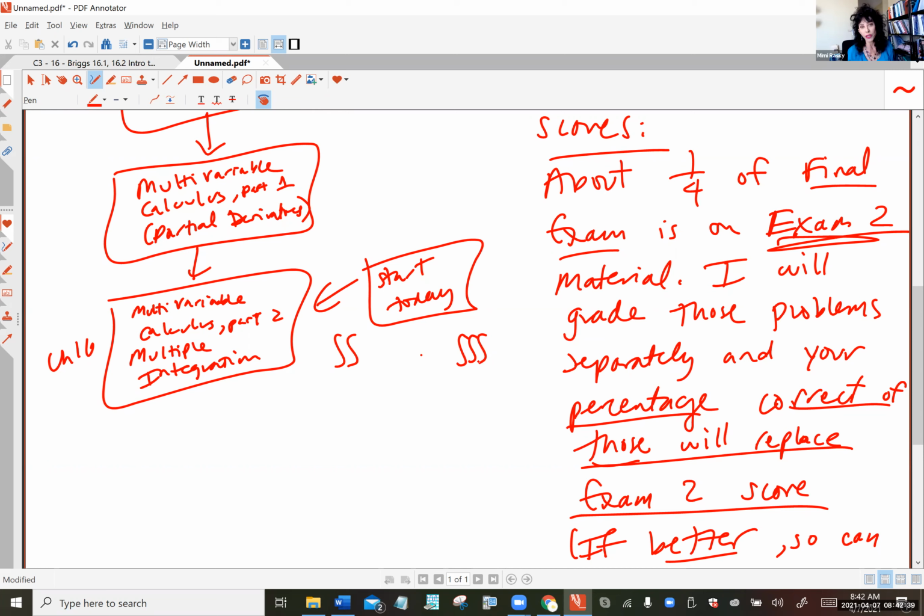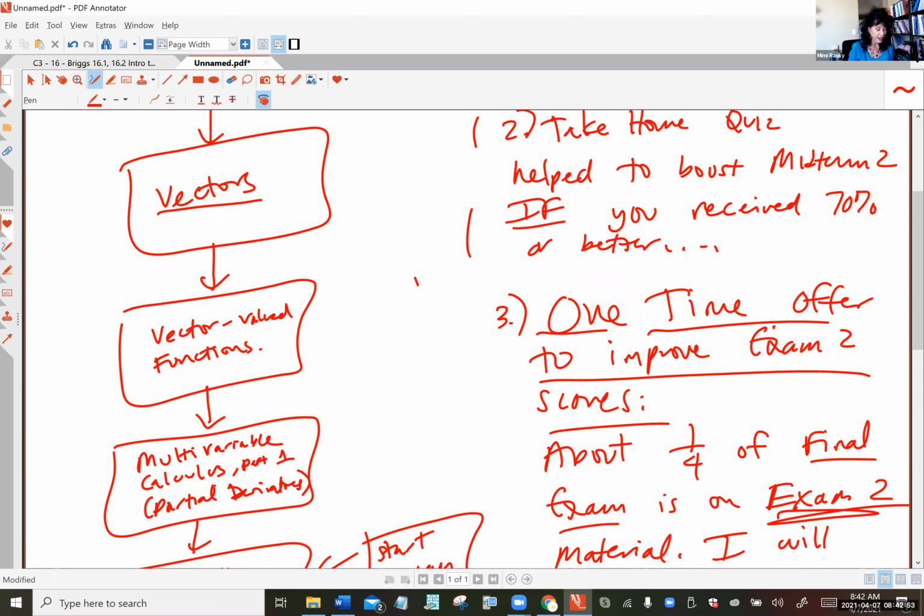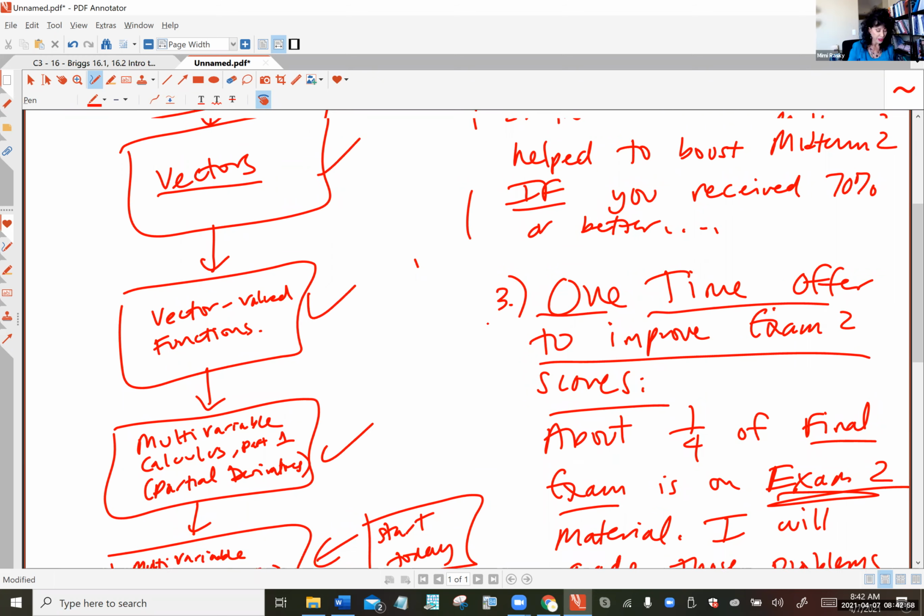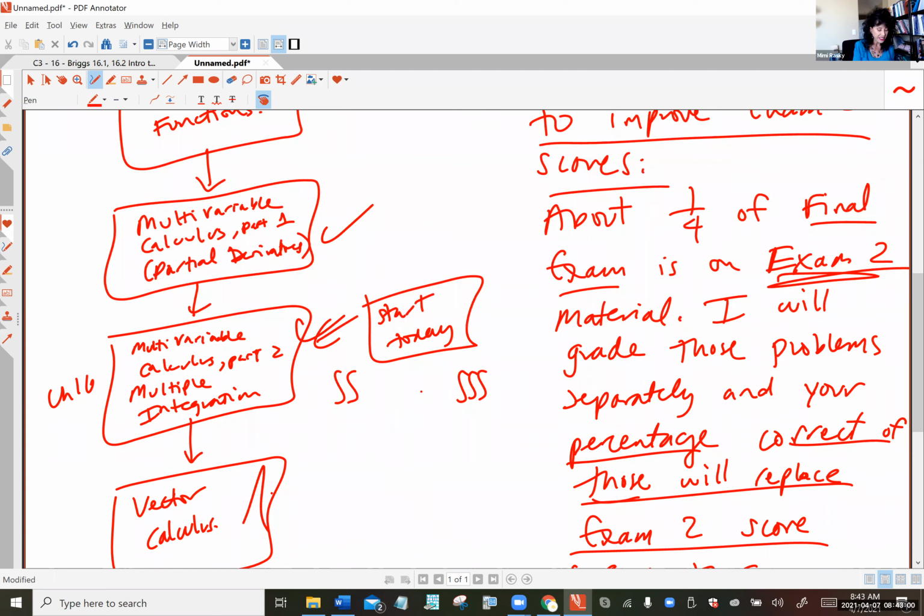After we're done with the multivariable calculus module in less than 3 weeks, we're going to do the final module, which is vector calculus. Got a lot of stuff in there. But it's the culmination of the course. It's where you need all the previous modules, vectors, vector valued functions, multivariable calculus parts 1 and 2, to even understand vector calculus. Okay, and then we'll be done. So that's the whole course in a nutshell.